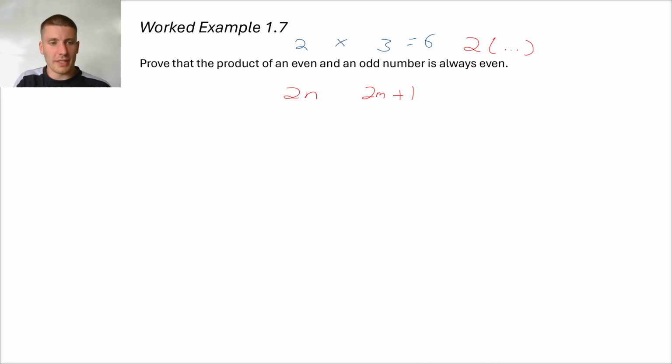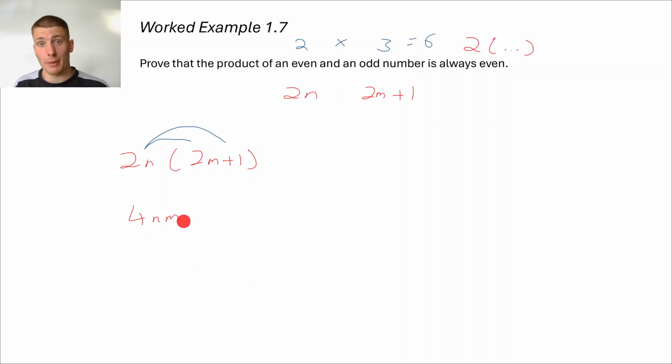Let's begin. So we take our even number 2n and we multiply it by 2m plus 1. I want to get to a situation where I can factorize out a 2 at the end. So let's manipulate this and go from there. We could expand the brackets. That's one way of doing it. So 2n by 2m and 2n times by 1. 2n times 2m is going to give us 4nm. It looks a bit confusing because you've got n and m, so just write it really clearly, particularly with my bad handwriting. You don't want to get muddled up with your n's and m's. 2n times 1 is going to give you plus 2n.